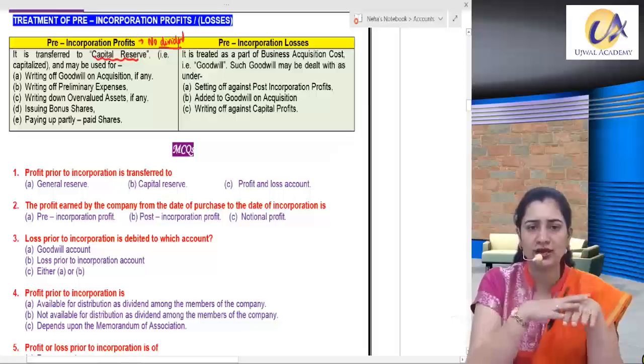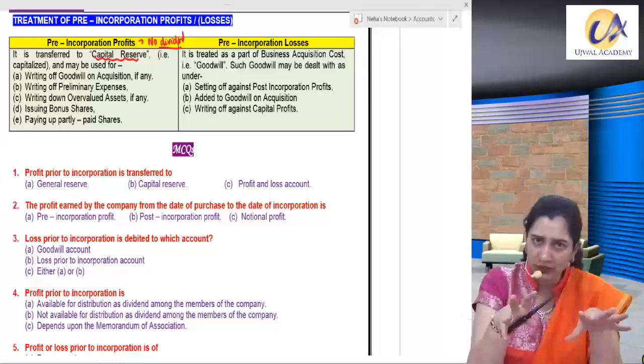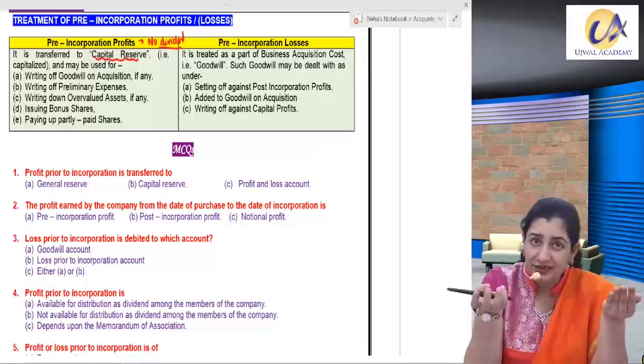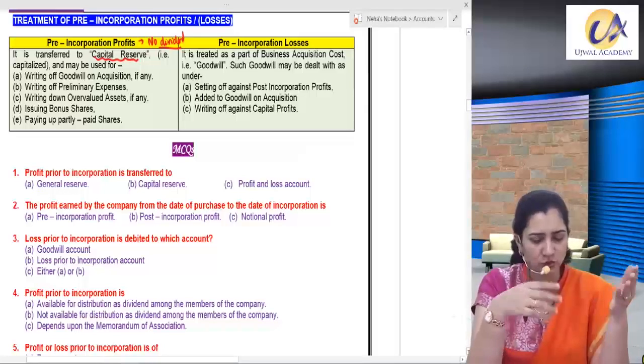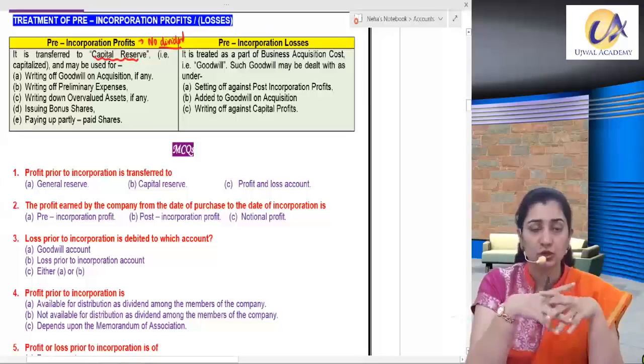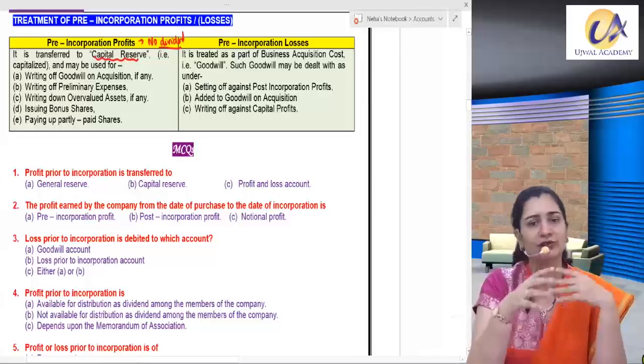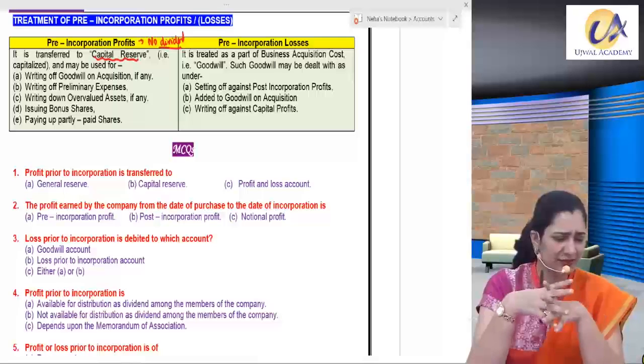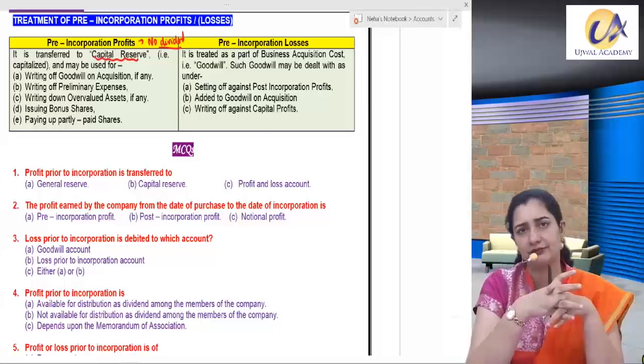और अगर loss होता है तो then you will either take it in goodwill or you can debit to capital reserve. We have said that. So then that is what, add it to goodwill or take it there. If you have any capital gains, so you can write off against that, etc. So it's not something very important. This is what you have.